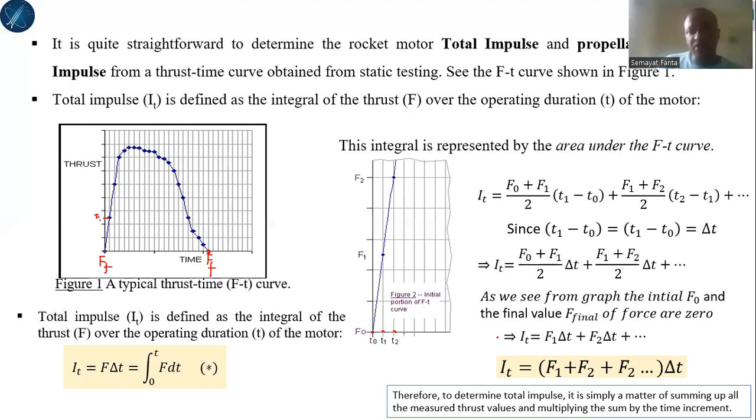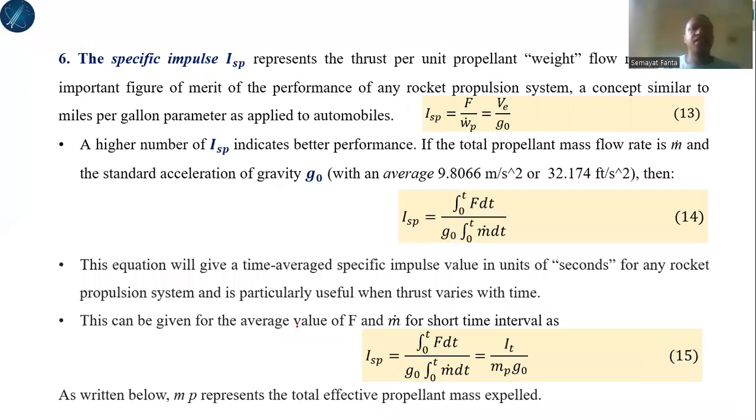If you are given a thrust time curve and asked to find total impulse, you can find it this way. Or it is just the integral of F dt. This also means the summation of Fi times delta T. So this is the way we can easily find it.